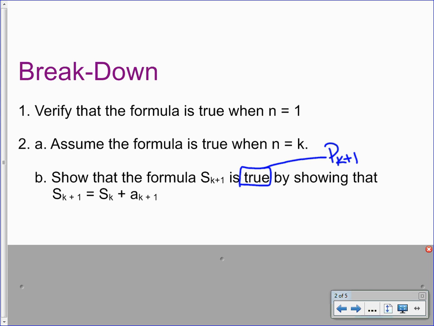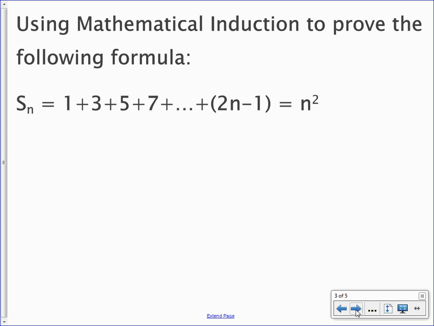Okay. So, the first formula that we are going to prove is this. So go ahead and write it down. S of n equals 1 plus 3 plus 5 plus 7 all the way up to 2n minus 1 equals n squared.